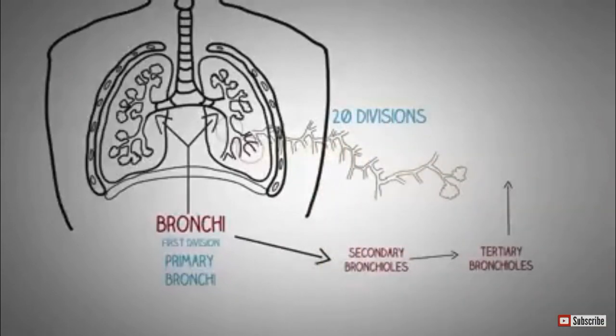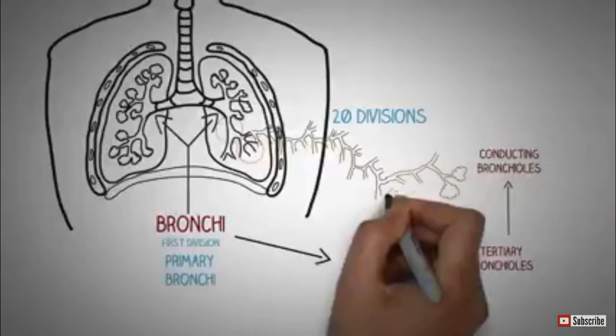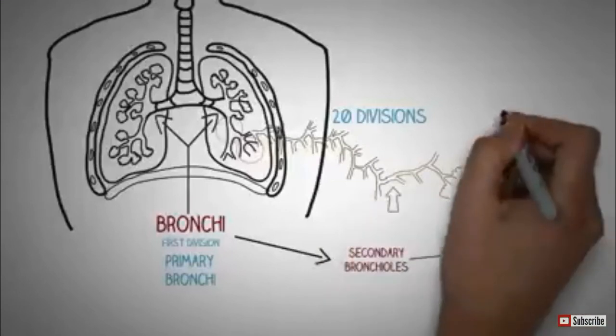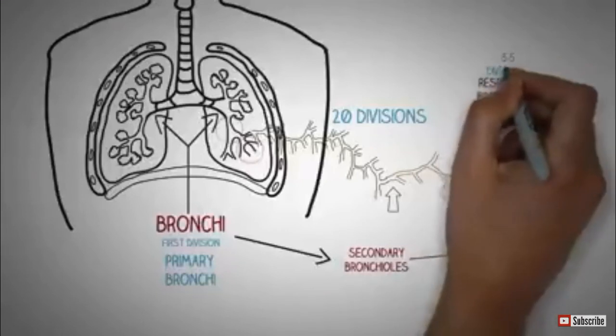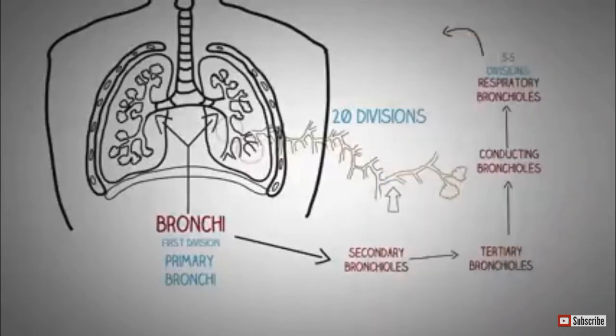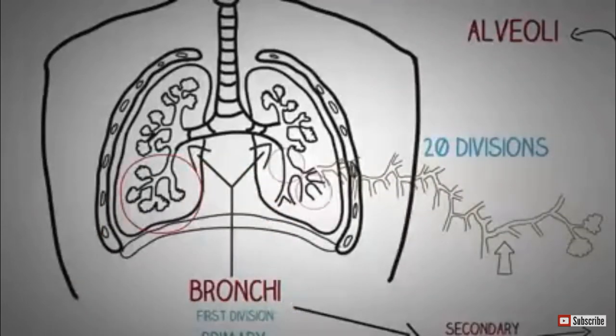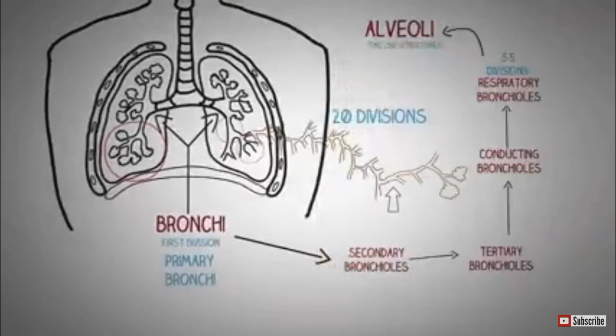The tertiary bronchioles lead into the conducting bronchioles. The conducting bronchioles then form a 4 to 5 division series of respiratory bronchioles. These respiratory bronchioles are in turn connected to the alveoli. The alveoli are sac-like structures in which the actual gas exchange happens.